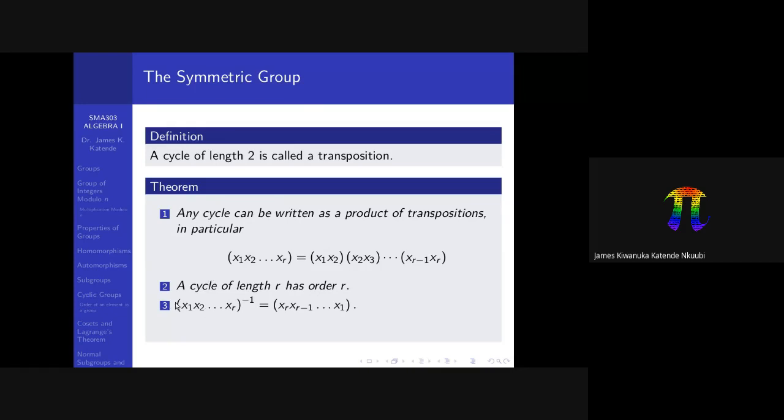Okay. So now, getting the inverse of a cycle is this simple. You simply rewrite the elements in the cycle in reverse order. Then you get the inverse. So if you compose the cycle x1 through xr with this other cycle, which is just a reversal of the elements in the first cycle, you will get the identity.